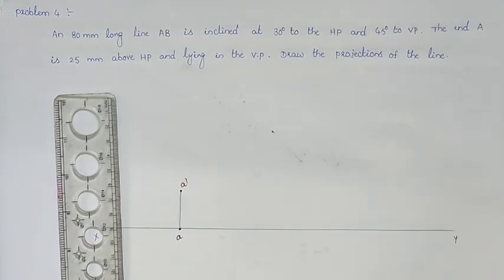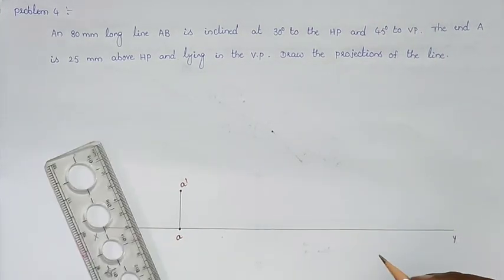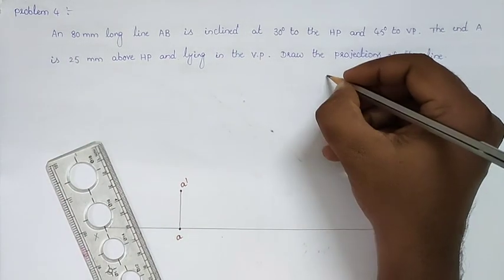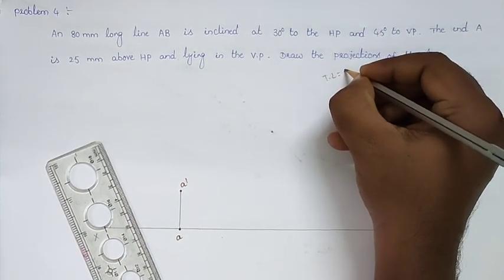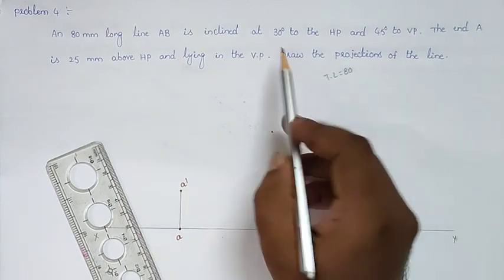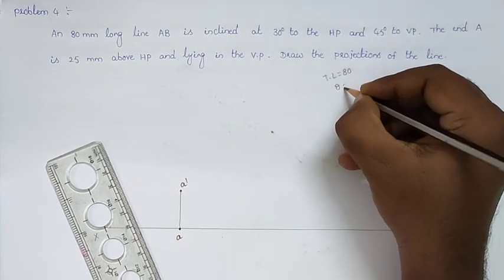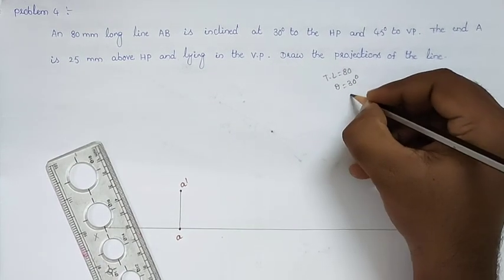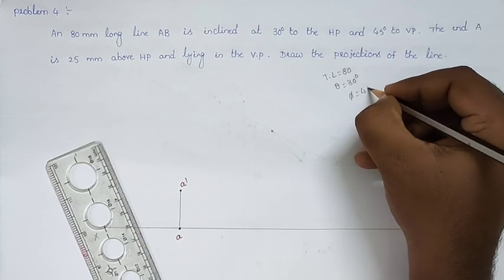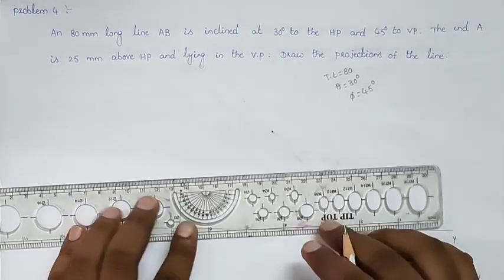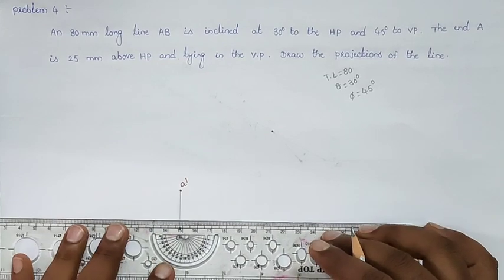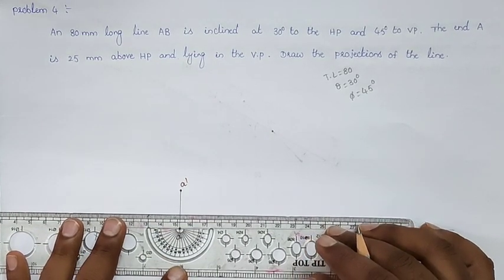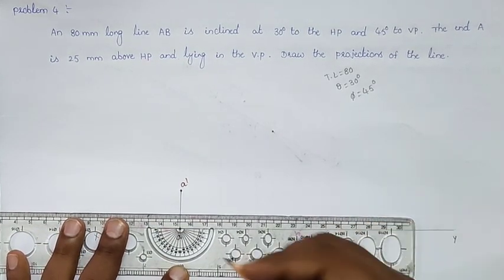And now they are giving that the true length of the line is 80 mm. And the angle with respect to HP, theta, is 30 degrees and phi is 45 degrees. So from point A, making an angle of 45 degrees, I will draw the true length of the line.